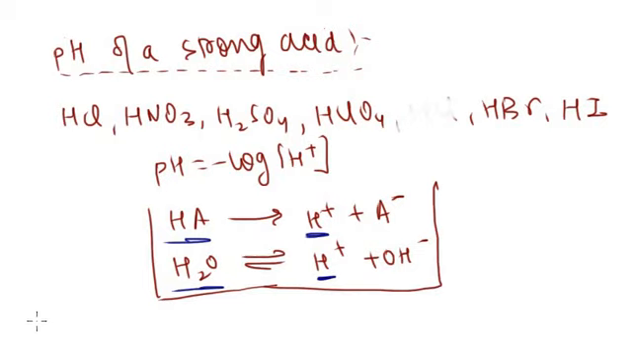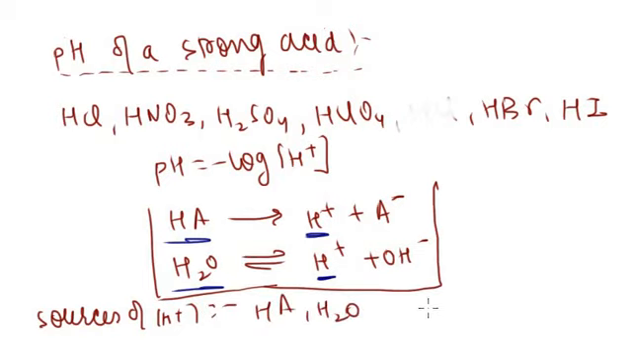If we write it, the sources of H plus are HA and H2O, and the source of OH negative is H2O only. So here we can conclude that the concentration of H plus is greater than the concentration of OH negative. That's why it is called an acidic solution.